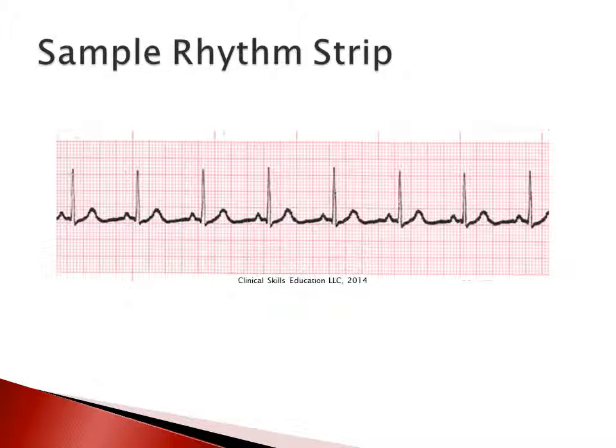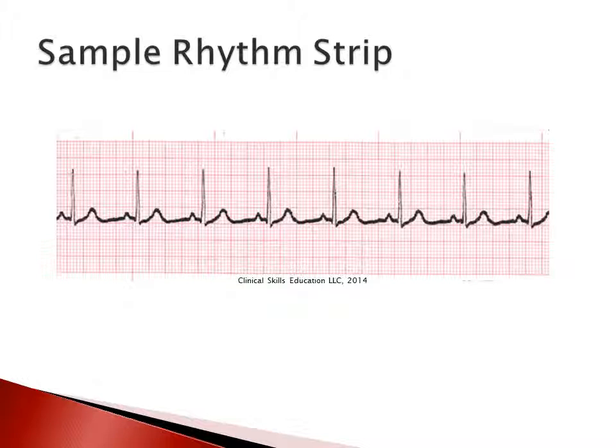Looking at our P waves, we can see that there are P waves present in front of each QRS complex. They're all upright, and they're all the same size and shape. Next, we'll look at our PR interval. And we'll see that the distance here is 4 boxes, which means our PR interval is 0.16 seconds. And this is normal because it falls in that 0.12 to 0.20 second range.